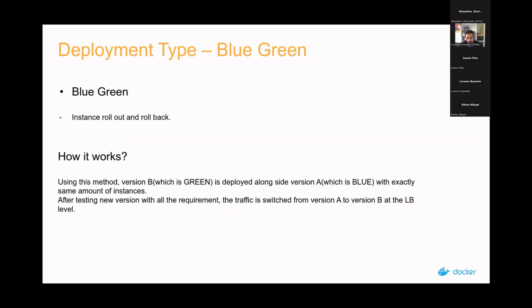Another deployment type instead is the blue-green. It is an option for rolling out or rolling back. Using this method, we have version B, which is labeled green, deployed along with version A, which is labeled blue, with the same amount of instances. After testing the new version with all the requirements, the traffic will be switched from version A to version B directly, so from the blue to the green label.